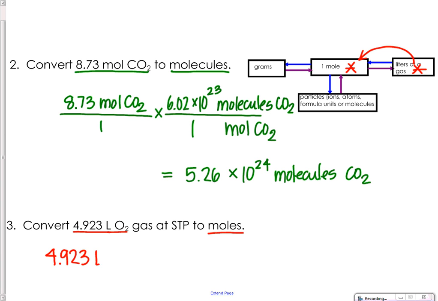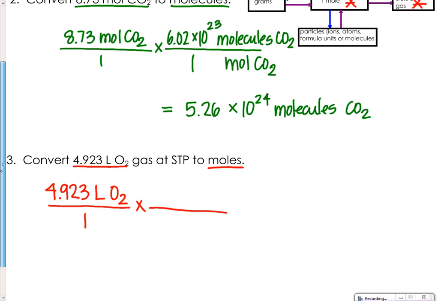Now, you always start by writing down the given information, 4.923 liters of O2. You're going to put that over 1. And the label that you want on the bottom is liters of O2, and we want to change that to moles of O2. Now looking at your chart, 1 always goes by the mole, and the number that we always use for liters, assuming it's at STP, is 22.4. So you're going to take 4.923 and divide by 22.4.